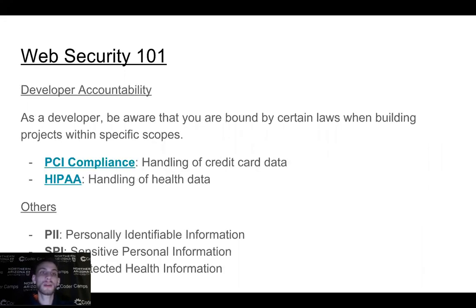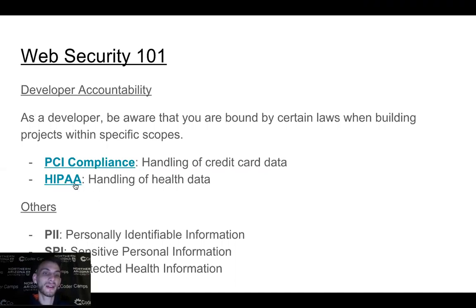Okay, next let's talk about developer accountability. As a developer, you have to be aware you're bound by certain laws when building projects within specific scopes. The two biggest being PCI compliance and HIPAA. PCI compliance is simply the handling of credit card data. The easiest way to remain PCI compliant is just don't ever let that credit card info hit your server. The standard approach these days is a lot of developers use a third-party service such as Stripe or PayPal, so they remain in compliance and they don't have to do any of that themselves.